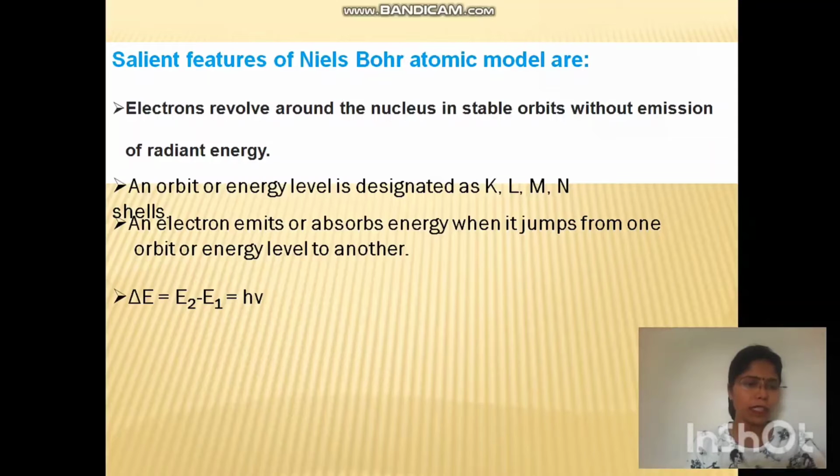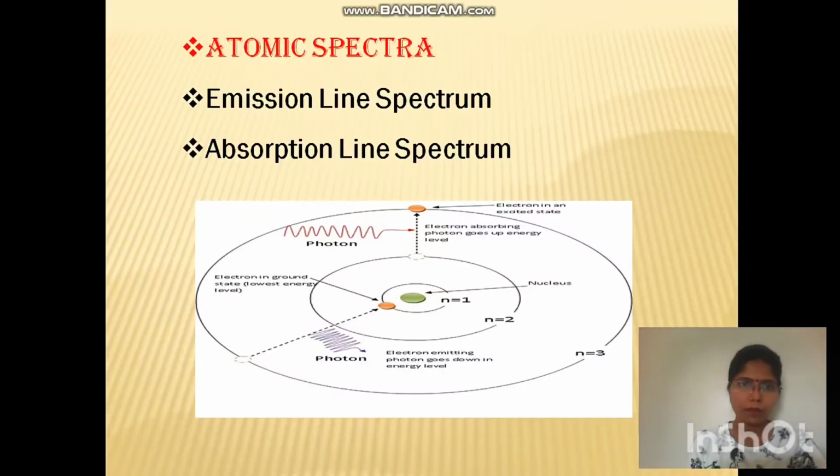It failed to explain the Zeeman effect, when the spectral line is split into several components in the presence of a magnetic field. It failed to explain the Stark effect also, when the spectral lines get split up into fine lines in the presence of an electric field. Now we will study about atomic spectra. It includes emission line spectrum and absorption line spectrum.